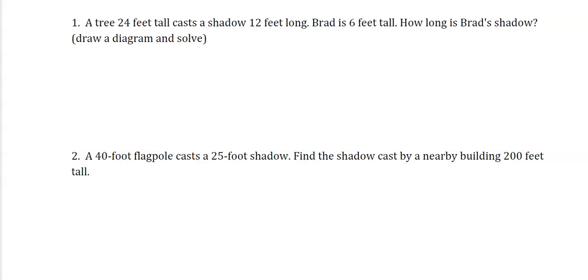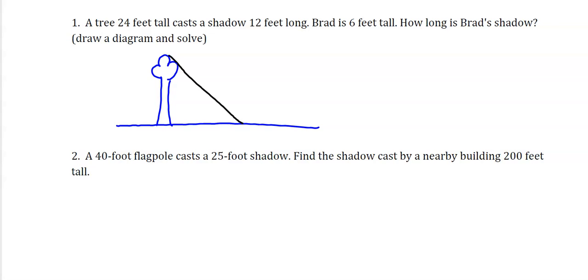So we have a tree with a shadow. We have a guy with a shadow. So let's kind of just knock this one out. So tree, shadow, and the shadow is actually down here on the ground. All right, you don't really see the shadow flying through the air. It's down on the ground. So if the shadow is 12 feet, the tree is 24.